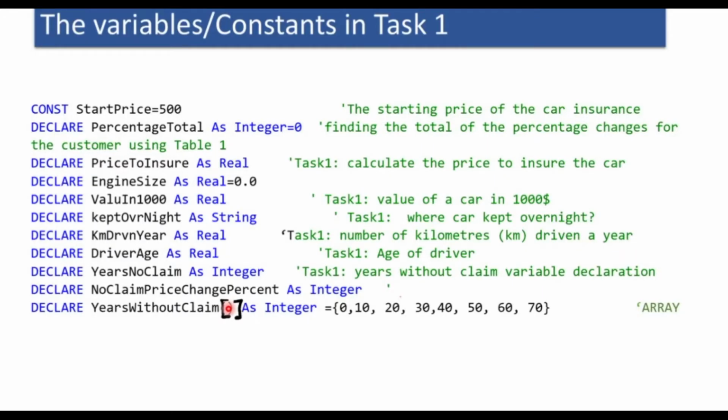After we have declared all the variables, as you can see here, starting from this constant, start price, the 500, and all the other variables required for our solution. Now let's move to the next step.